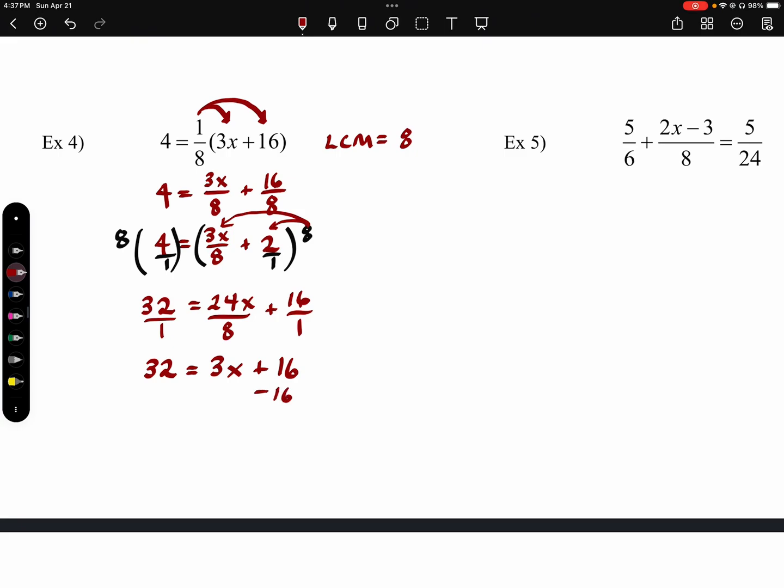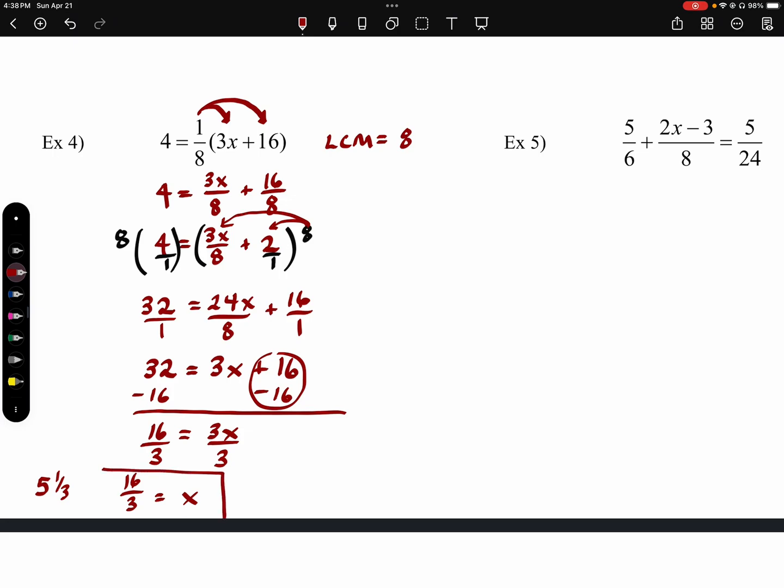Let's just isolate our x's. So we'll subtract 16 from each side. That zeroes out, so we've got 16 should equal 3x. And then let's just divide each side by 3. So we're going to end up with 16/3 is equal to x. Now remember, 16/3 is the same thing as 5 1/3. So if you felt more comfortable with that, you could use that. But remember, 16/3 is an answer too.